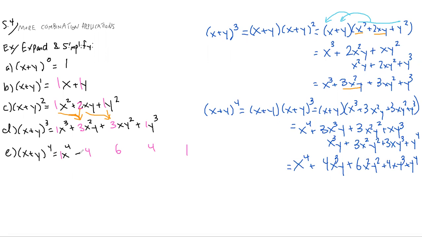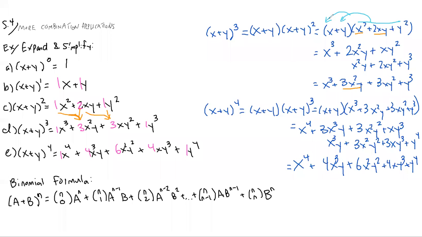So we've got x^4 + 4x^3y + 6x^2y^2 + 4xy^3 + y^4. And so that pattern is actually going to hold through consistently. And so what it gives us is what's called the binomial formula. And so I've written out the binomial formula here with a and b instead of x, y, but hopefully you can still kind of see the pattern.